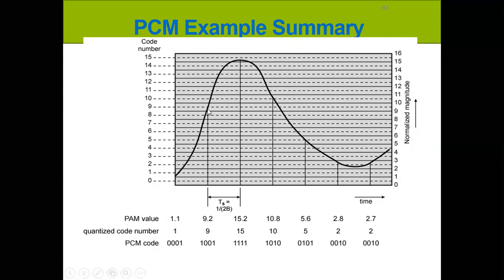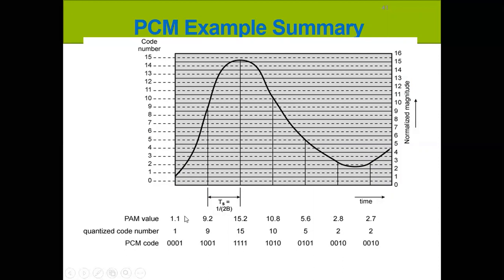Second one is here 9.2. So it will be approximated to 9. 9 means this one. Third one is 15.2. So it will be 15. 15 means 1111. Okay, this is on the 15, level 15, what I'm saying. This one the code number, this one the level. Okay, and so on. Okay, so we can see clearly what is the PAM.